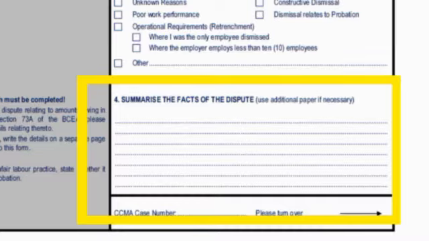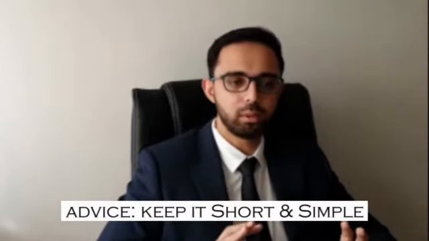To section 4, summarize the facts of the dispute. This section, in my experience as a labor attorney, is where most employees trip up. They put too much information here and this information is used against them at a later stage at the CCMA. My advice to you is to keep it as short and as simple as possible.